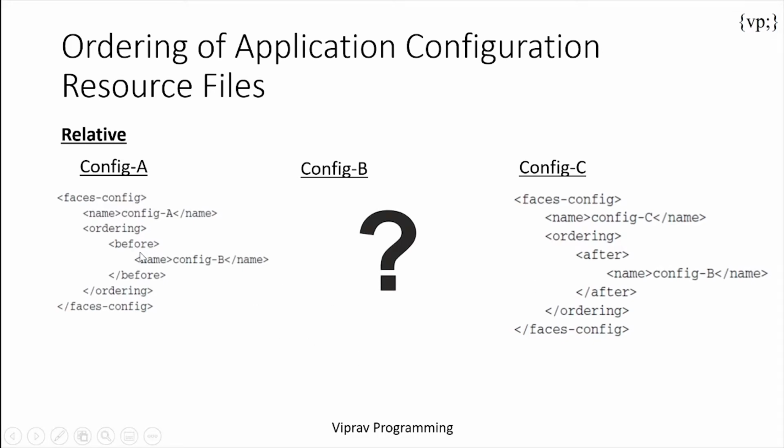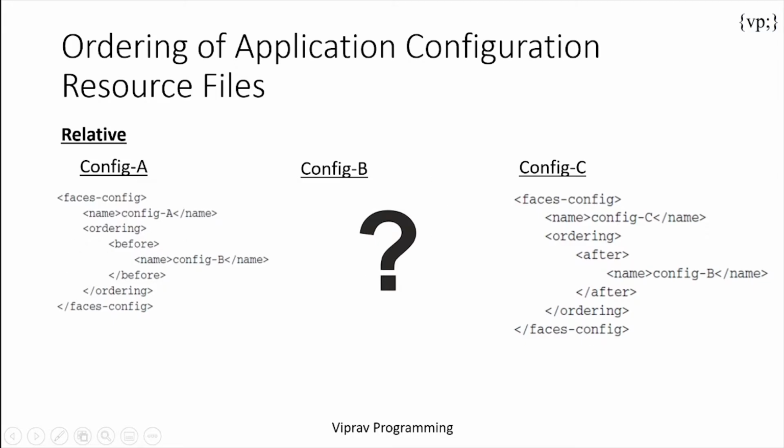So for example, let's say that we have our config A, which will be loaded before config B. It states that it wants to be loaded before config B. And config B, we have no idea what's going on over there. So let's say it has no ordering elements. And in config C, it says it specifically wants to be ordered right after config B. So that means the order will become config A to config B to config C, simply because of the relative ordering of the tags.